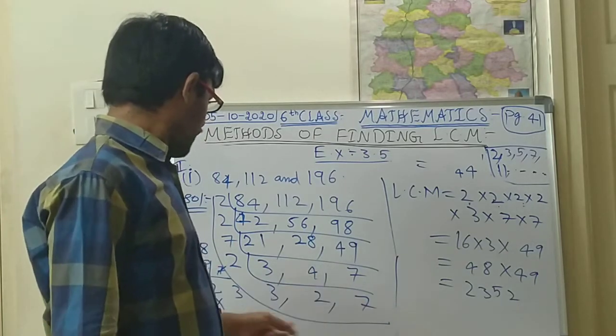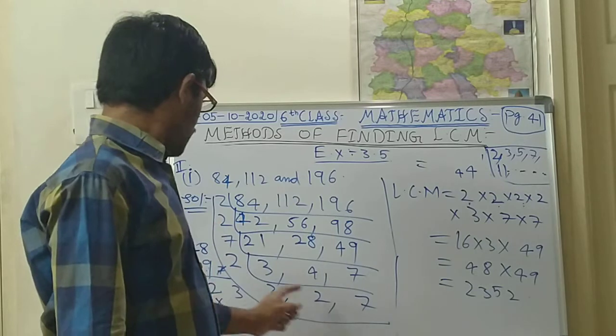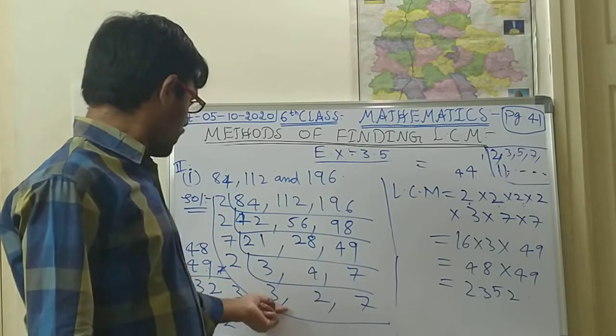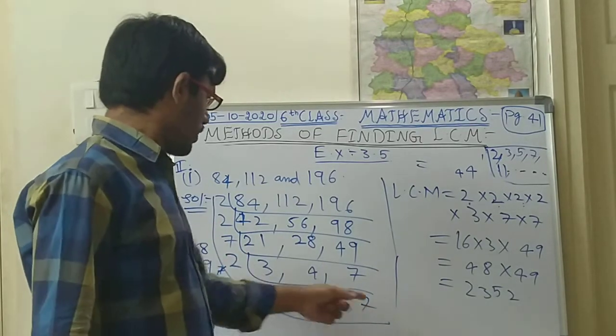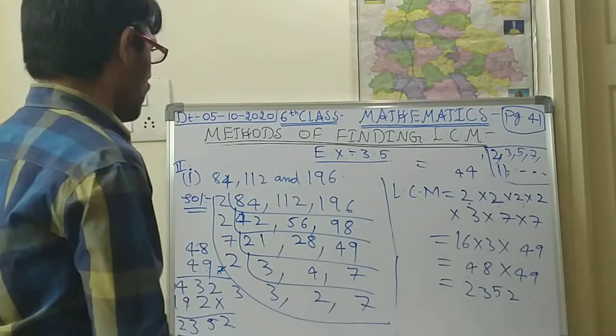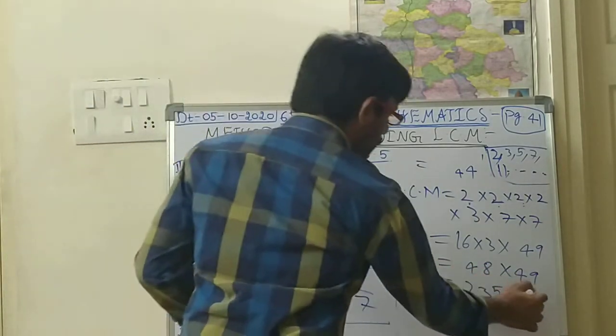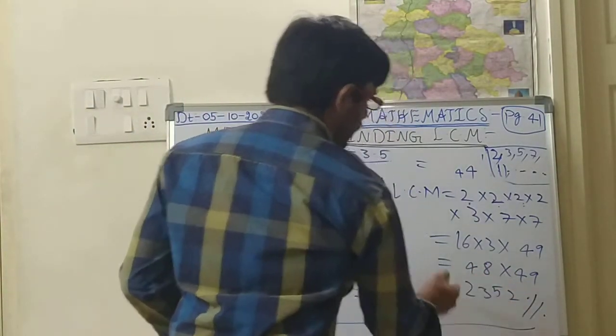2 2s are 4, 4 2s are 8, 8 2s are 16, 16 3s are 48, 48 into 49, 3 5 2. So if you check 48 into 49, this will be the answer, 2352.